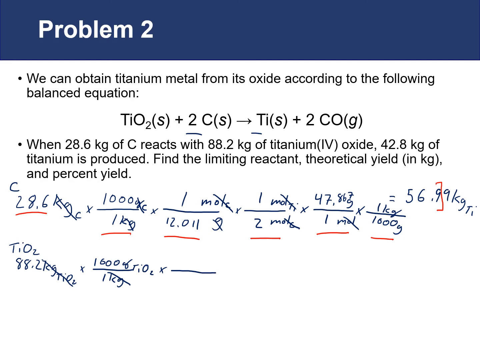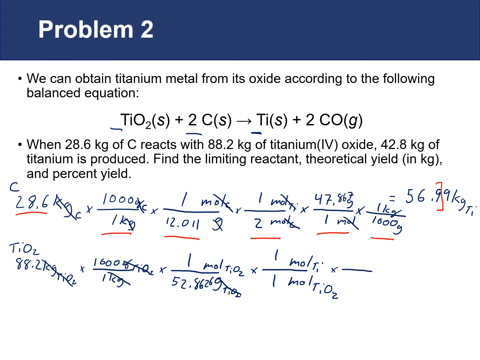Times, we need to convert it into moles. So we're going to put moles on top, grams on bottom. And then the molecular weight of our titanium 4 oxide would be 52.8626 grams. Our grams cancel out. This gives us moles of titanium 4 oxide. We can then multiply this by our mole-to-mole ratio, which is a 1-to-1 ratio. So moles of titanium 4 oxide. 1 mole of titanium comes from 1 mole of titanium 4 oxide.